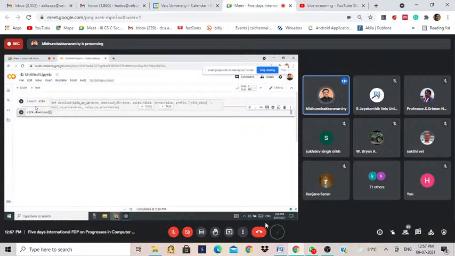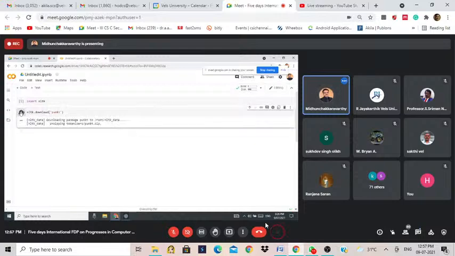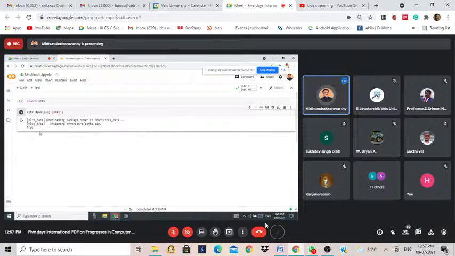the NLTK package. So I just give punkt. So this is the package. I just want to download this. Once you click, you can see it downloads. So now you are ready to do the process of text mining.